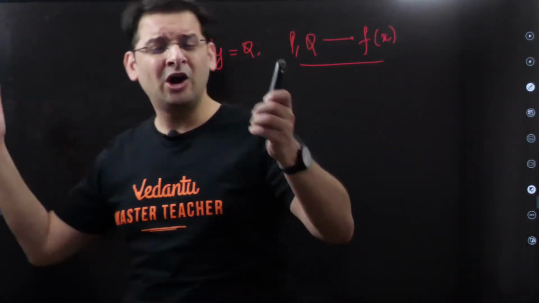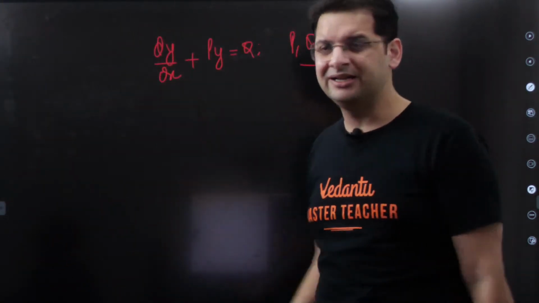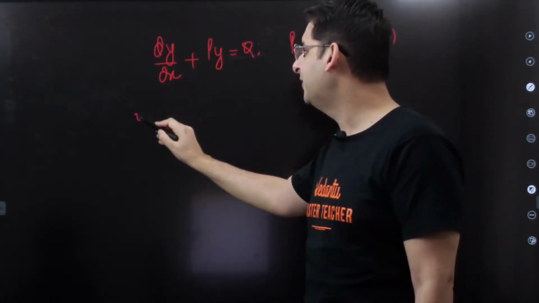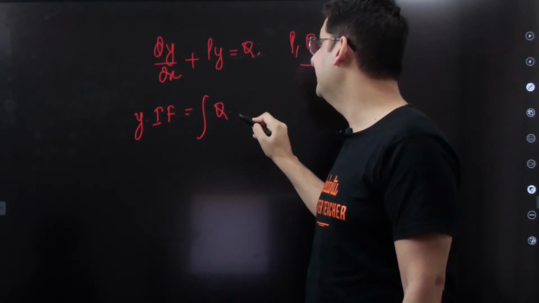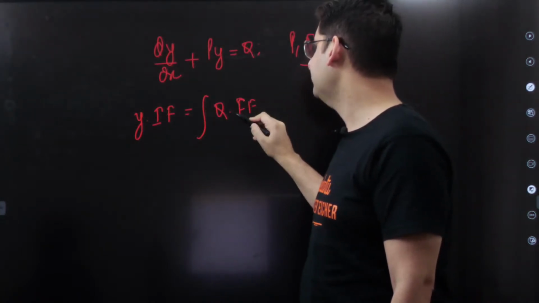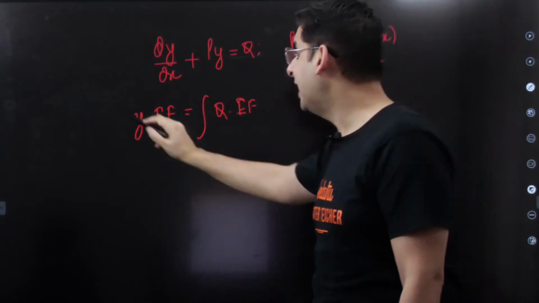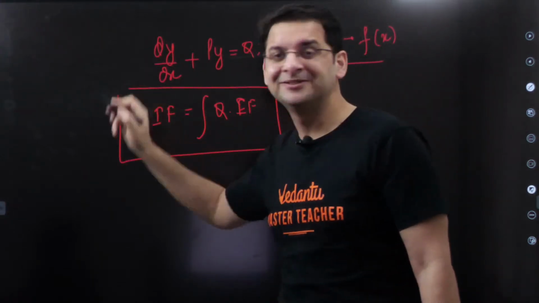Right? So we all know how to solve this because this is the normal NCERT stuff. Right? So how do we solve it? So y into integrating factor is equal to q into integrating factor whole integration. Right? So we all know. But how do we derive this?